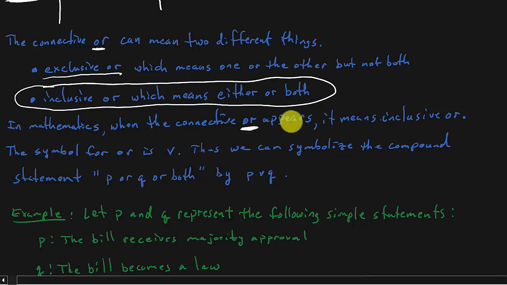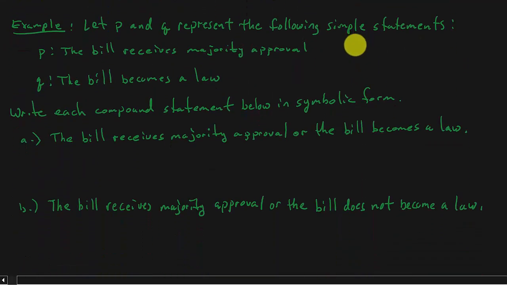All right, so the symbol for or is this. Remember, and was this one, or is this. It's upside down. Thus we can symbolize the compound statement P or Q or both, which is the inclusive or, by P or Q. All right, so let's look at another example.